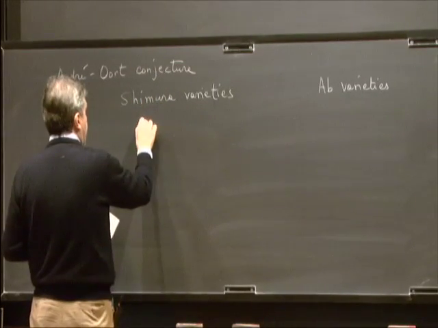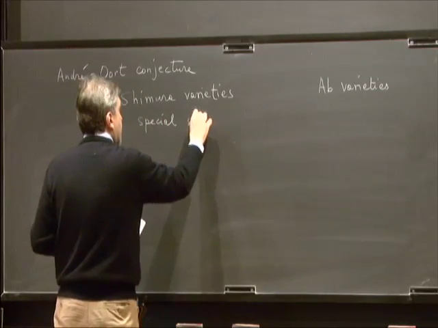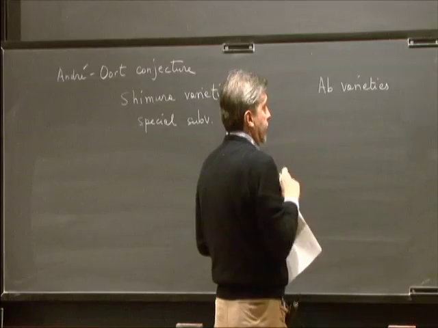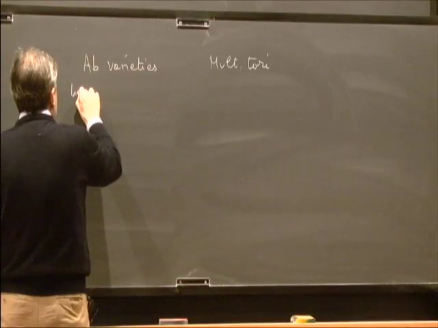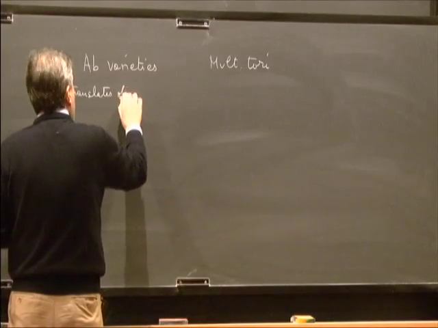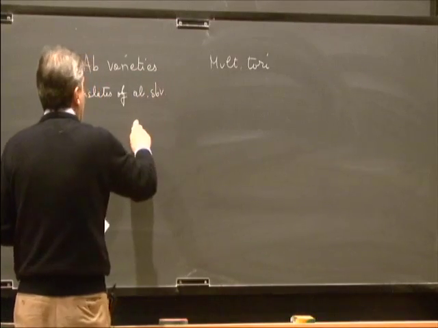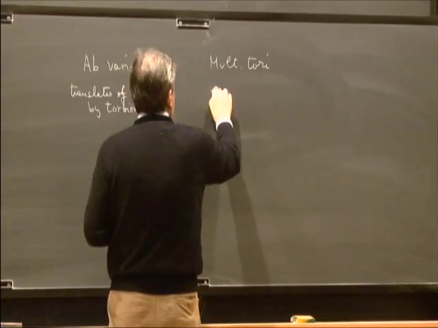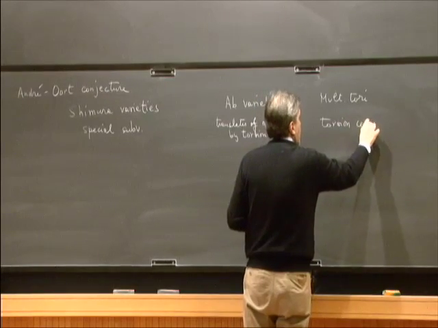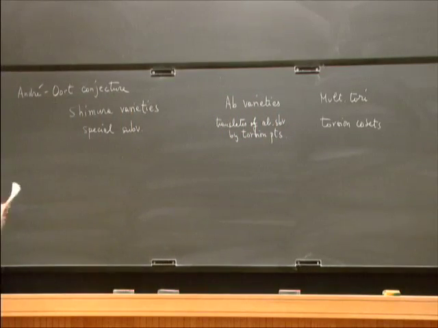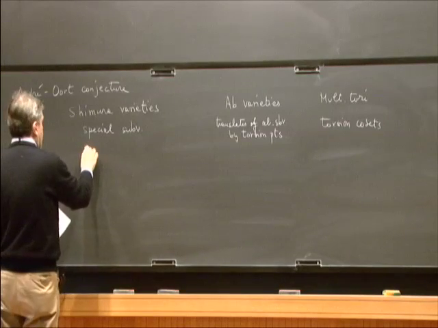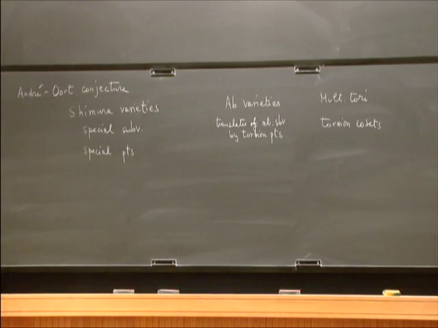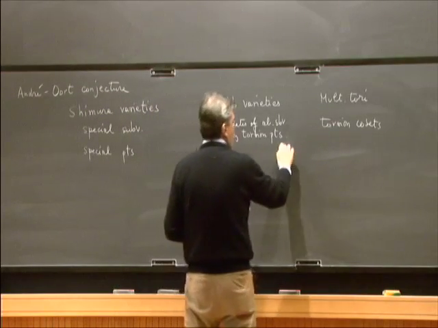And in these varieties we have special subvarieties, which turn out to be also Shimura varieties. And here the special subvarieties of the abelian varieties are the translates of abelian subvarieties by torsion points. And here the same, we have the so-called torsion cosets. They are translates of algebraic subgroups by torsion points. And then finally we have special points, which are simply the special subvarieties of dimension 0. And here we have torsion points in both cases.